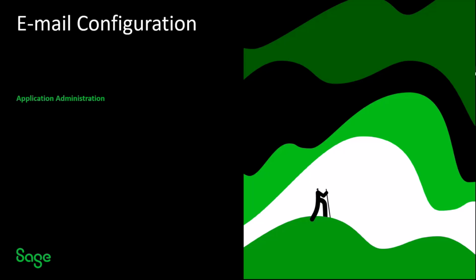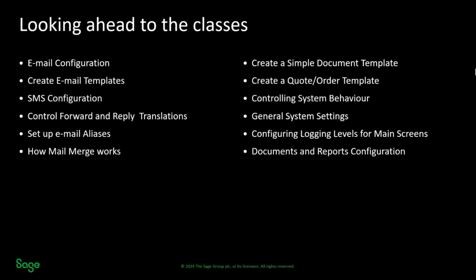This is the first of a dozen short training lessons all around the topic of application administration within Sage CRM. So there are 12 in this series. Today we're going to be looking at email configuration, and you can see that we are going to be covering all aspects of the configuration of Sage CRM.